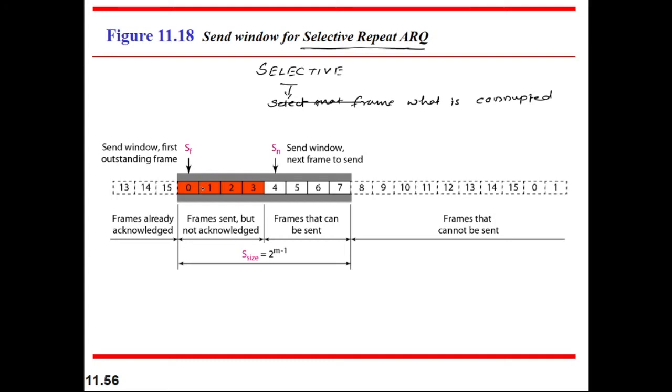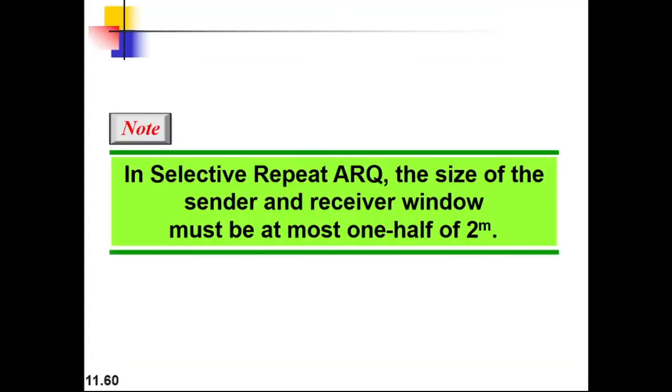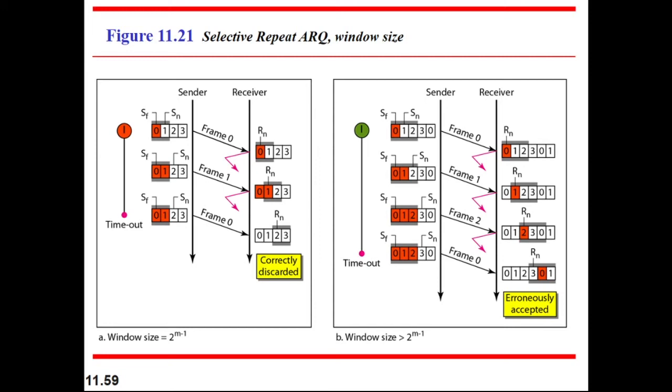Here you can see the size of the window is 2 to the power m minus 1. The size of the window here is a little bit different. In selective repeat ARQ, the size of the sender and receiver window must be at most 1/2 of 2 to the power m. So here the window size is 2 to the power m minus 1, and in the other case the size is greater than 2 to the power m minus 1.